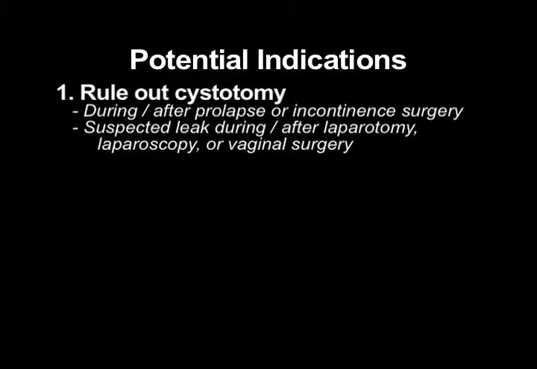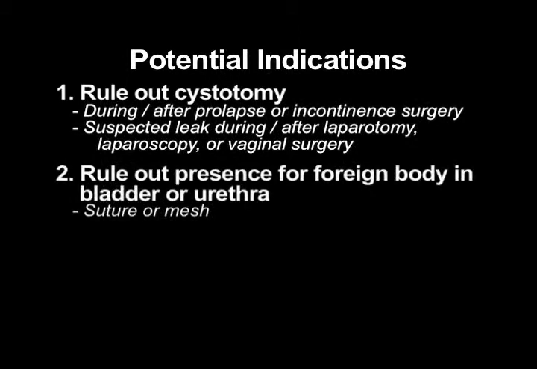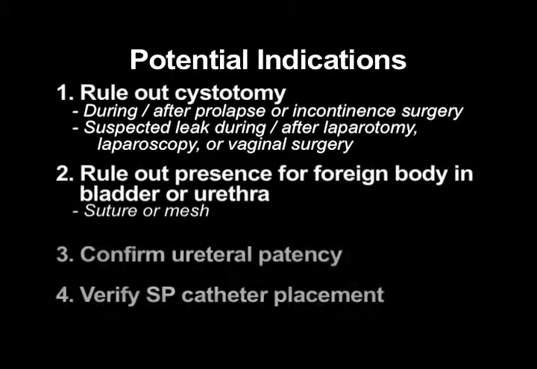Indications for cystoscopy can include the ability to rule out a bladder injury, which could occur as a result of surgery and result in leakage of urine either into the abdominal cavity or the vagina. Examination of the interior of the bladder can rule out the presence of a foreign body in the bladder or the urethra, such as a stone, suture, or mesh. Cystoscopy can be used to confirm ureteral patency and also verify the correct placement of a suprapubic catheter.